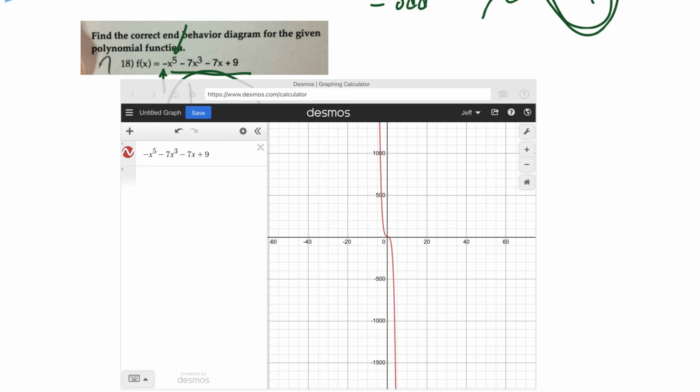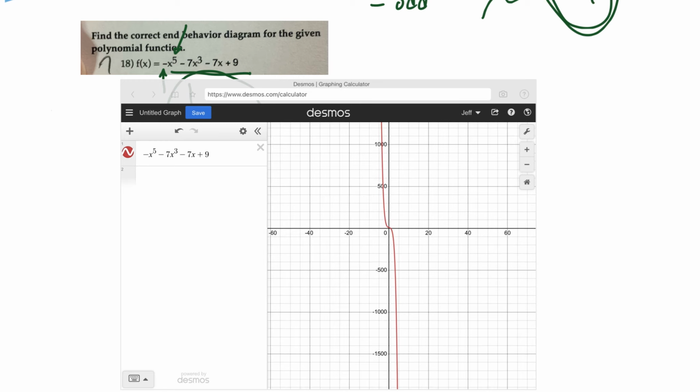So it starts high, like I said. It starts high, comes down, and then goes down. But all I need to see is something like that. All right, hopefully that helps you with those two questions.